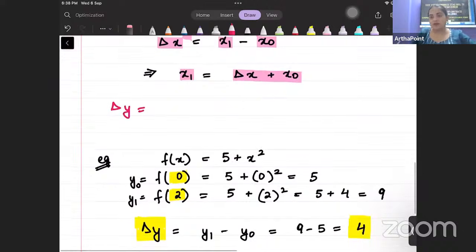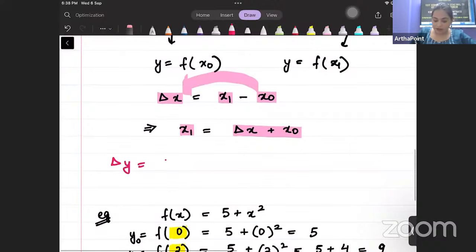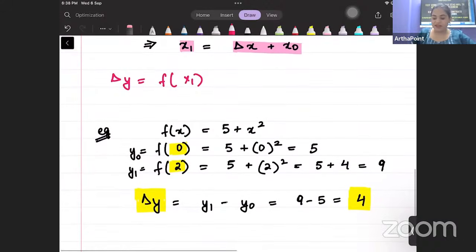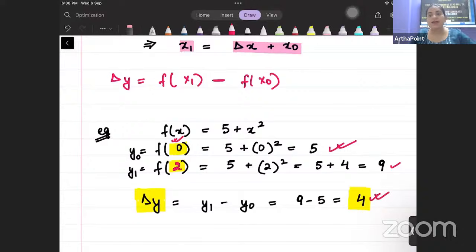But what is change in y? कैसे निकाला हमने change in y? First of all, in my function, I plugged the value x1. ये देखो, मैंने x1 की value डाली, मतलब 2. I plugged the value of x naught. See, मैंने x naught की value निकाली, which is f of 0. I found out the difference between the two. So I found out 9 minus 5. What did I get? I got the answer as 4. So beta, can I say that change in y is nothing but f of x1 minus f of x naught? I can say that. कोई गलत बात नहीं है.